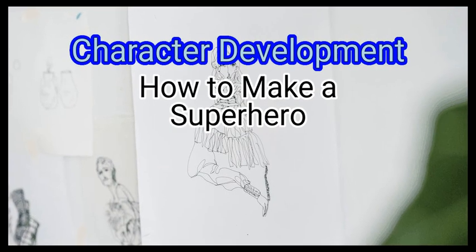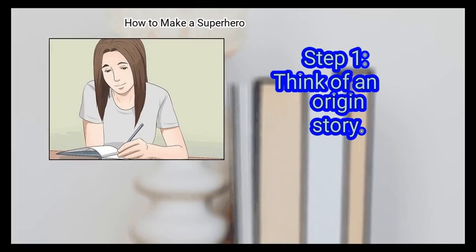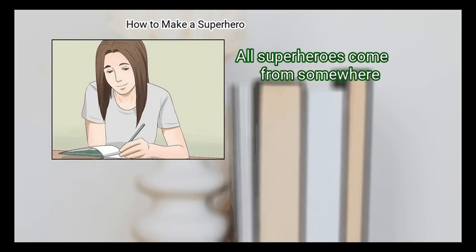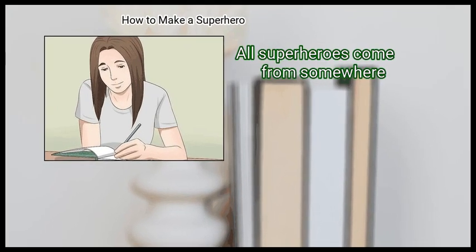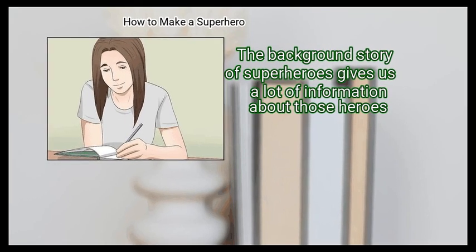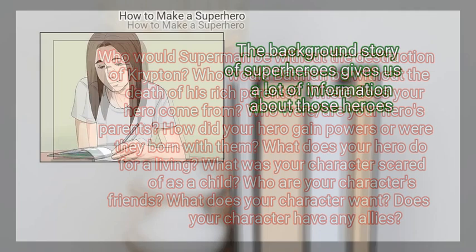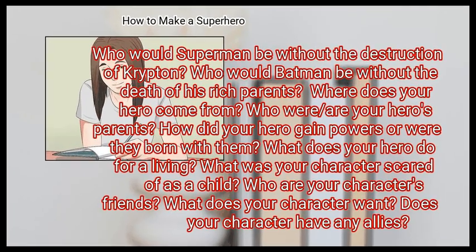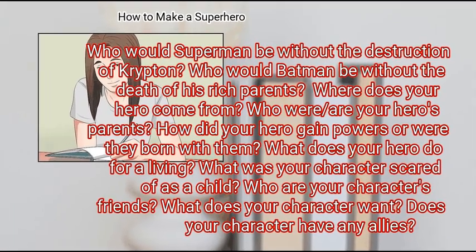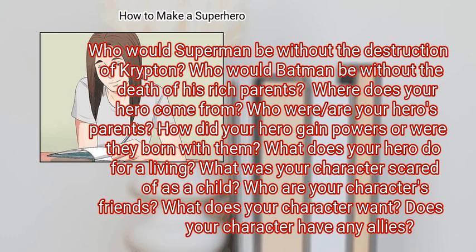Method 2. Character development. First, think of an origin story. All superheroes come from somewhere. The background story of superheroes gives us a lot of information about those heroes. Who would Superman be without the destruction of Krypton? Who would Batman be without the death of his rich parents? Where does your hero come from?